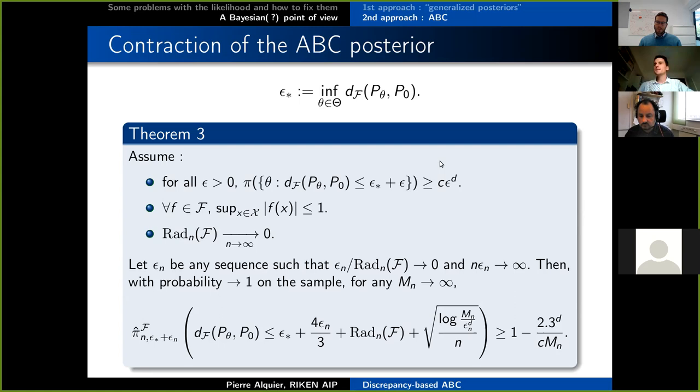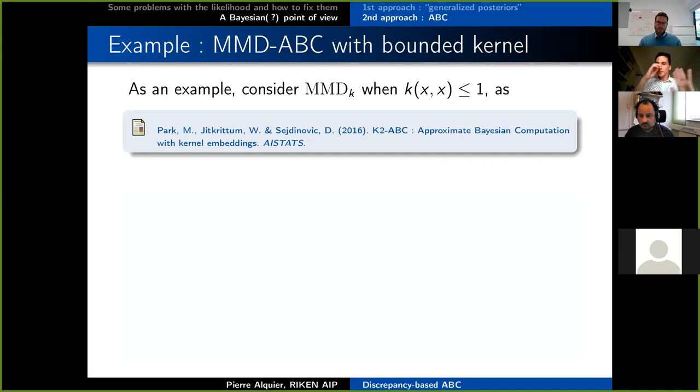Okay. And historically, there were examples. I mean, we did not invent discrepancy-based ABC, of course, there were papers on this topic before. And I will cite some of them here. The others are cited in the paper. But for example, there was a paper by Park, Jitkrittum, and Sejdinovic, where they use a very small variant of the algorithm we proposed, based on MMD.